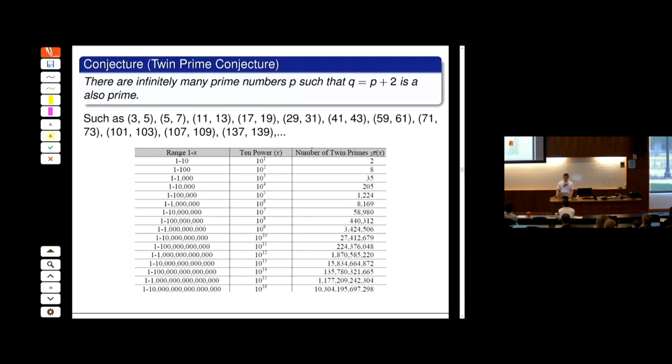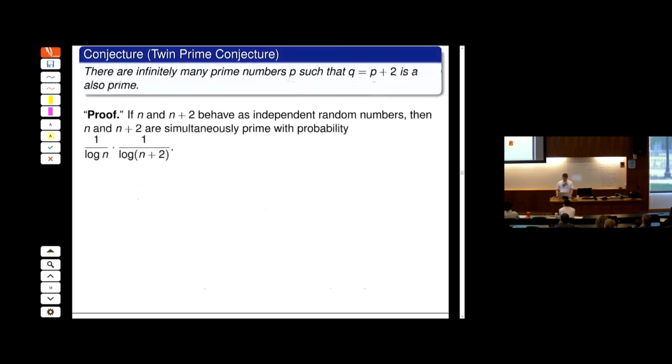The conjecture says there are infinitely many prime numbers p such that p and p plus 2 are primes. Here's a few of them, and here is a table of how many twin primes there are up to x. So, are there infinitely many? Sure. Let's prove it again using our heuristic.